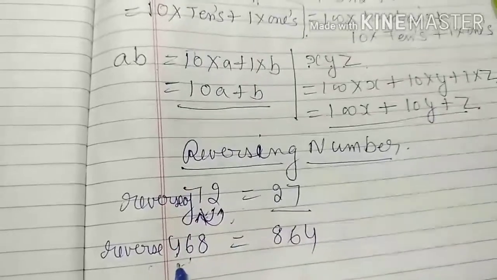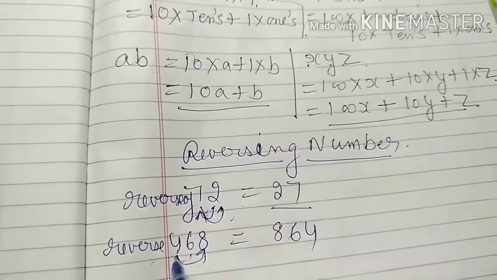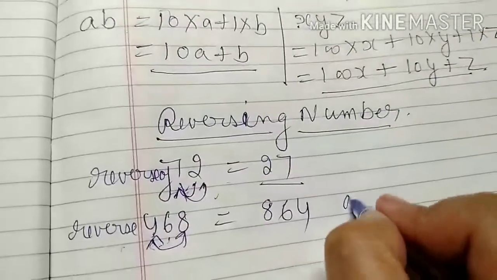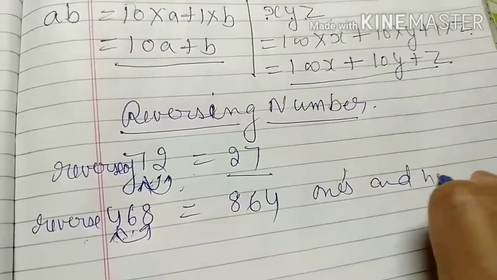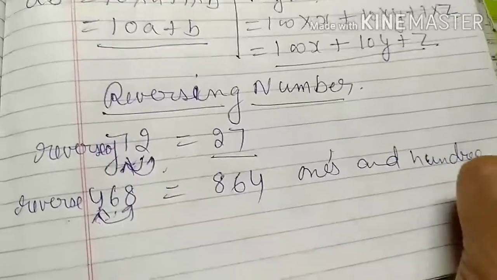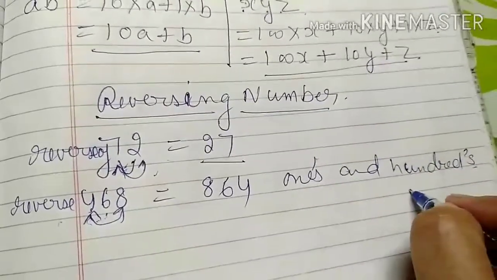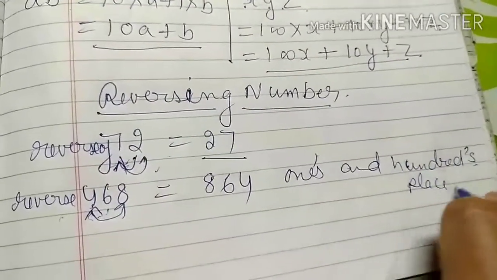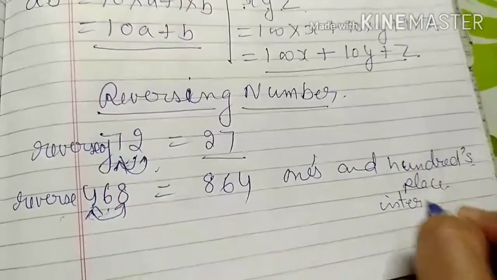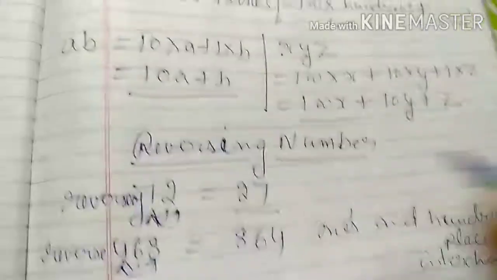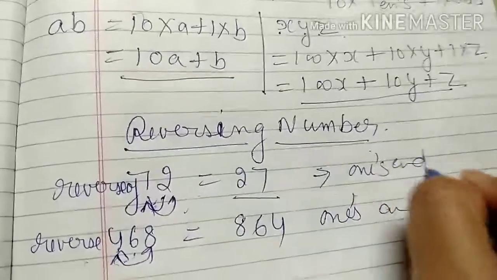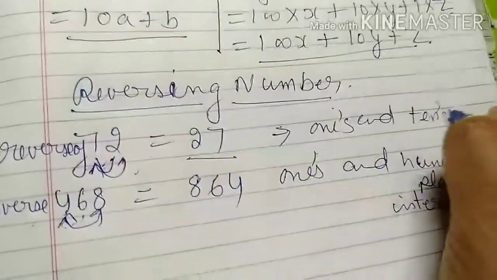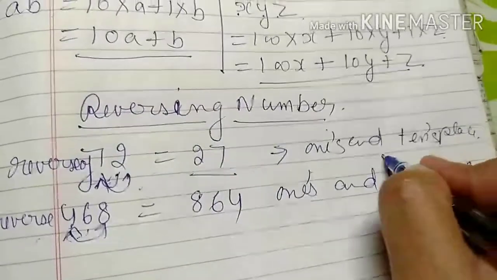So if you look at the number, only 1's and 100's place are interchanged. 1's and 100's place interchange. Here 1's and 10's place interchange.